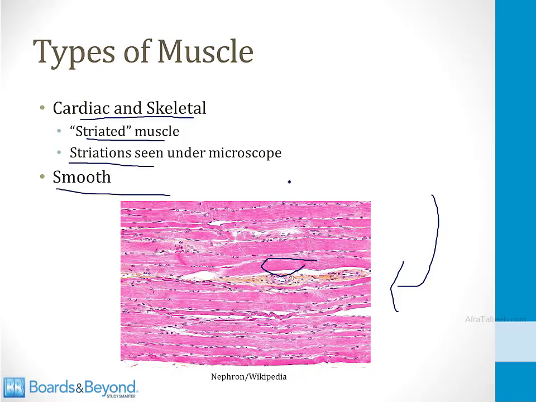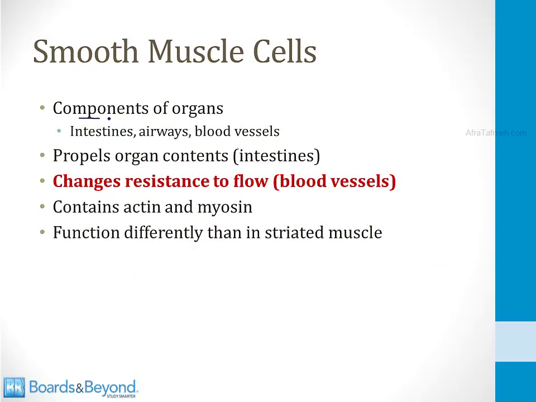Smooth muscle, which we're going to talk about in this video, is different. It does not demonstrate striations under the microscope, in addition to a number of other differences from cardiac and skeletal muscle that we'll talk about in this video. Smooth muscle cells are components of organs. Unlike skeletal muscle, you do not find them attached to the bones of the body.